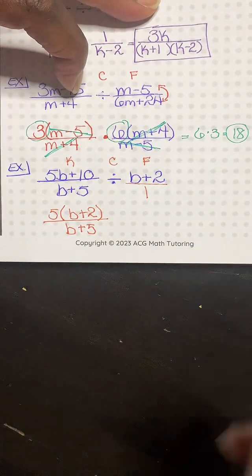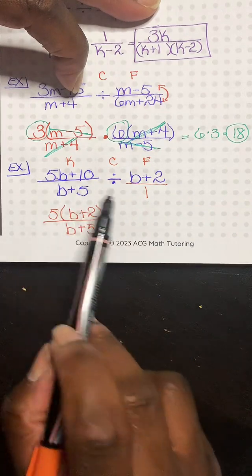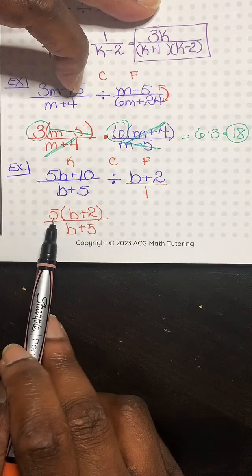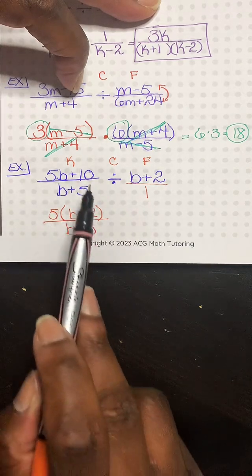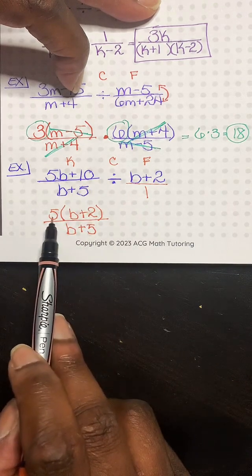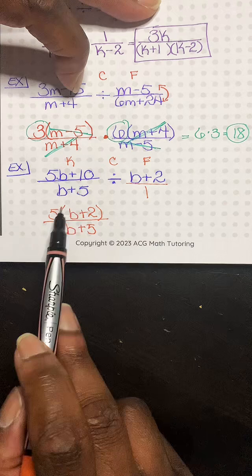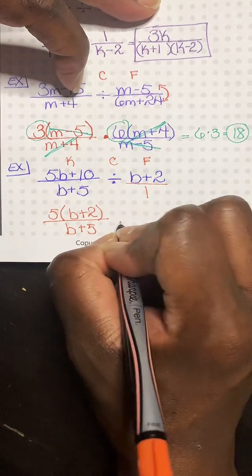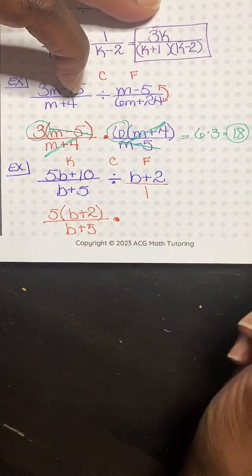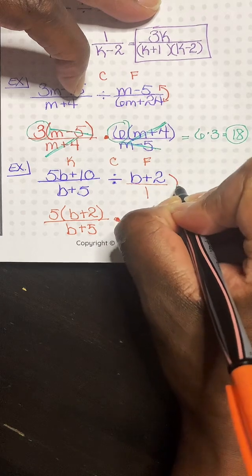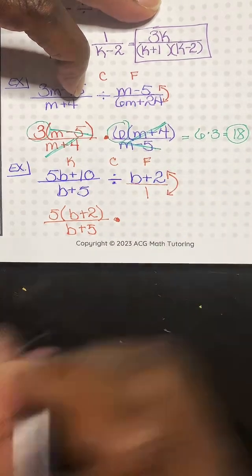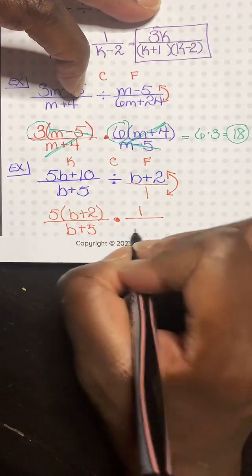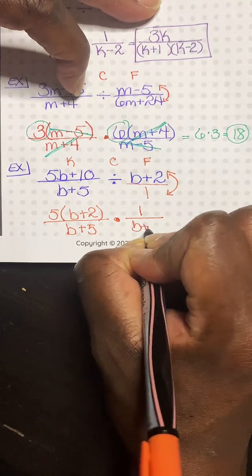Okay? So since we're going to keep it the way it is, all I had to do was simplify the numerator. So 5 and 10, they both have 5 in common. In order for me to get the 2, I took the 10 divided by what's called the GCF. 10 divided by 5 gives me 2. Change my division to multiplication. When I do that, I need to flip the fraction. So that means I'm going to have 1 over b plus 2. Okay.